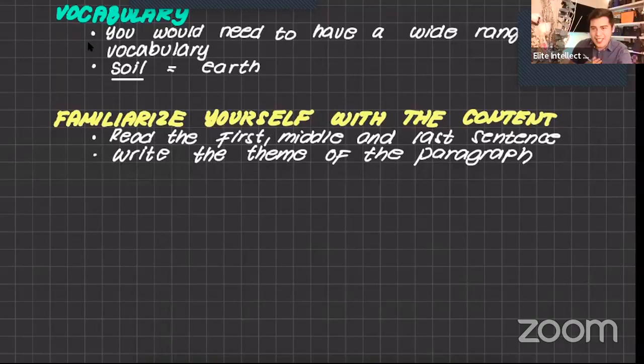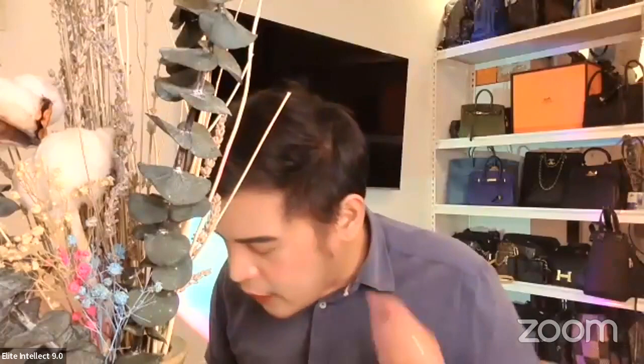Okay, hold on, guys. Let me just stop share and check here on my iPad if I do have the copy of that sample reading. Just a moment. What I want you to remember here is for you to look significantly at the thematic content of the paragraphs. I have it here.